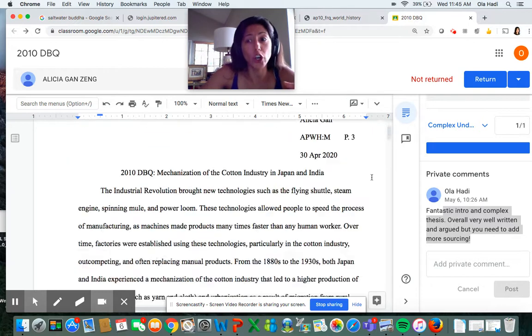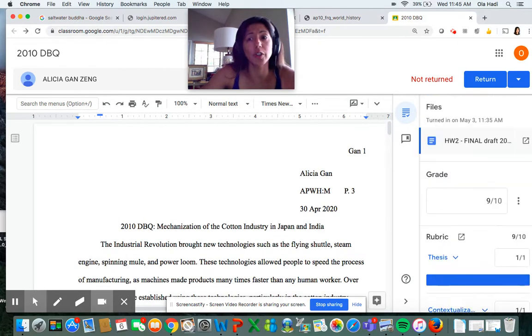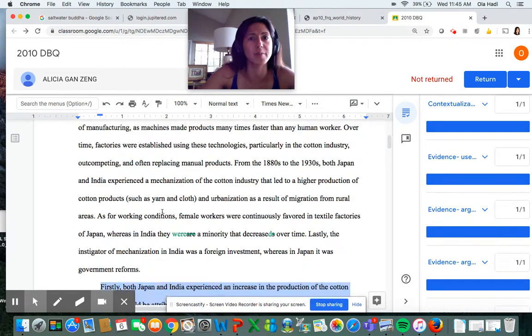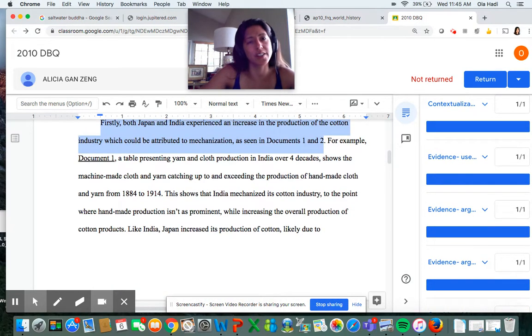To get the argue point, she then needs to use them to prove a similarity or a difference. Now that's because this particular essay is about similarities and differences. But if it was a cause and effect essay, she'd have to use it to prove a cause or an effect, a change or a continuity if it was that type of essay.